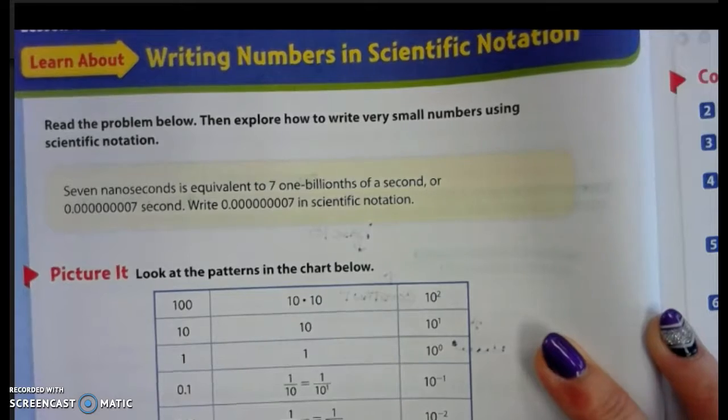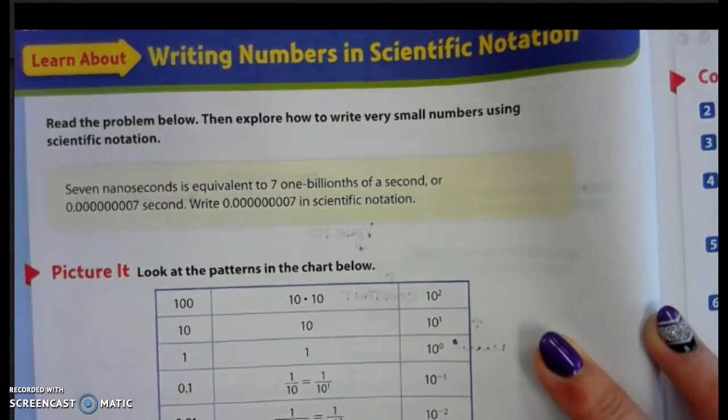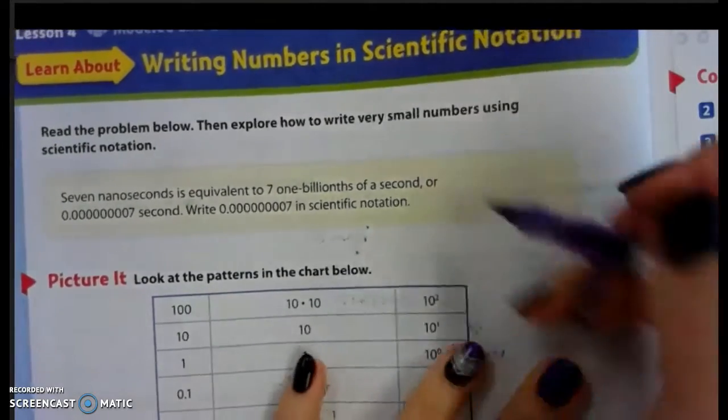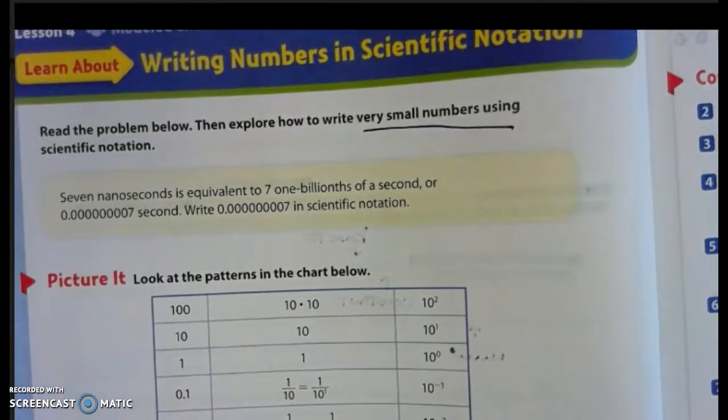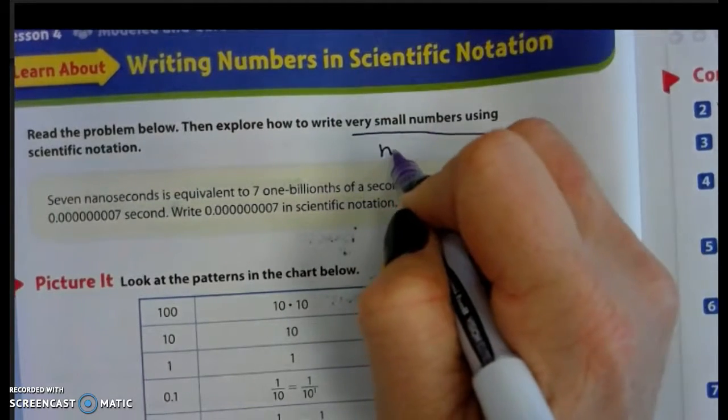All right, next page, on page 30. Read the problem below, then explore how to write very small numbers using scientific notation. Now, I just told you on the last page that very large numbers had a positive exponent. Very small numbers have a negative exponent. So you're going to be looking at negative exponents.